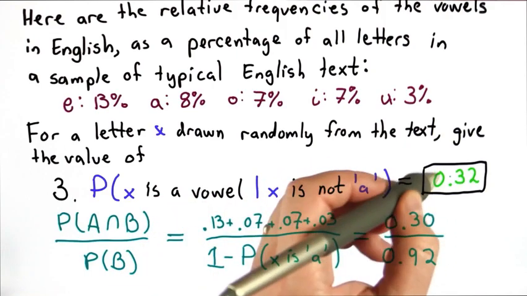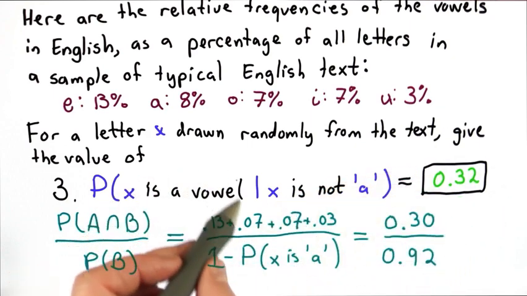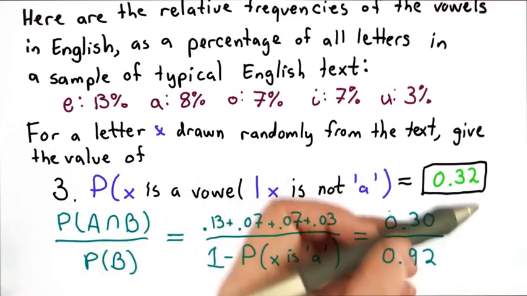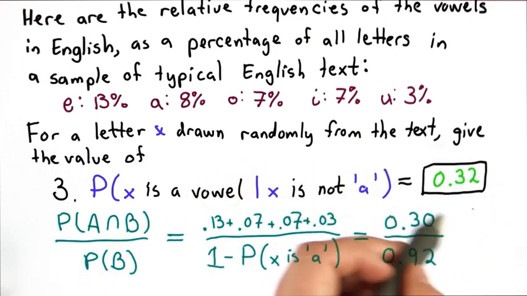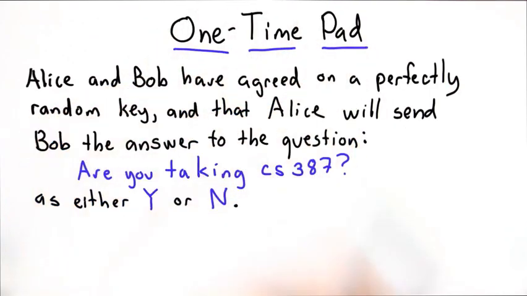And when we do the division, we get 0.32. And this makes sense. Previously, we computed the probability that X is a vowel by itself was 0.38. If we know X is not A, we expect that probability to go down, which is why we get the lower value, 0.32 here.